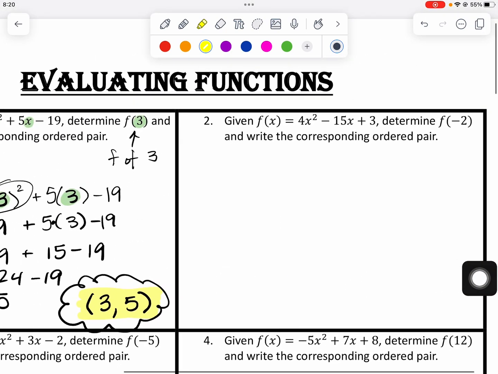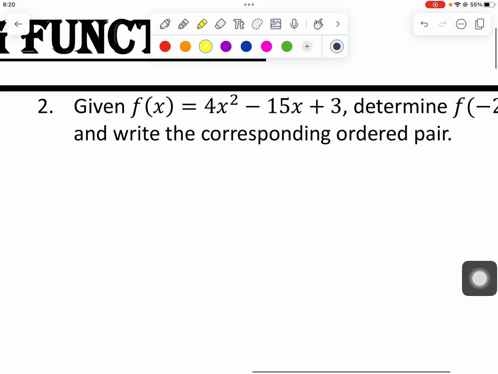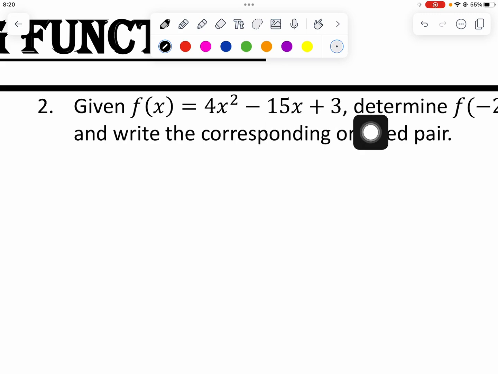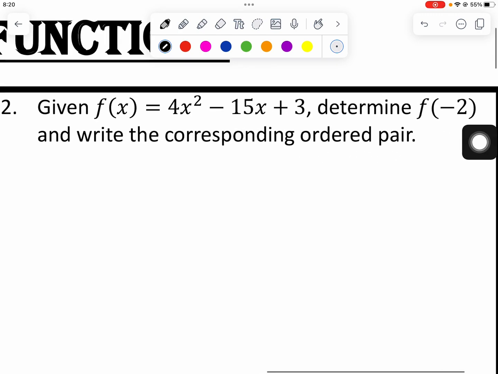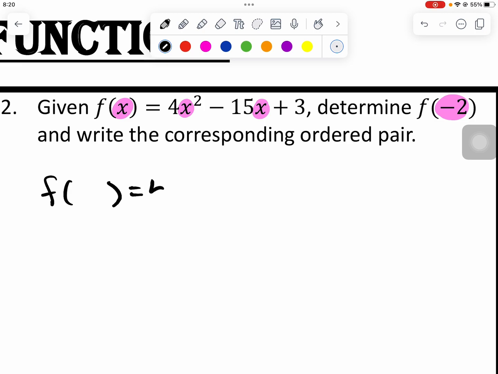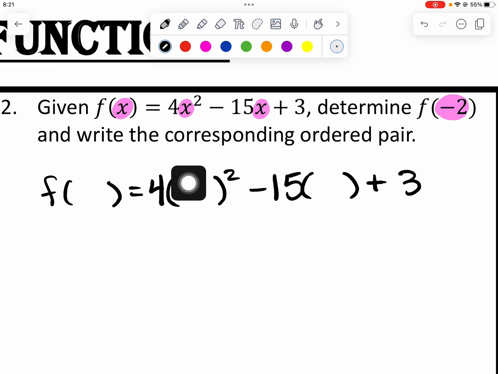Let's do that a couple more times. For number 2, we're given f of x equals 4x squared minus 15x plus 3. Determine f of negative 2. So again, we are going to take that negative 2 and substitute it everywhere we see an x. But before we put that number in, we're going to replace all of those x values with a parentheses. 4x squared minus 15x plus 3. And then I plop a negative 2 into all of those spots.